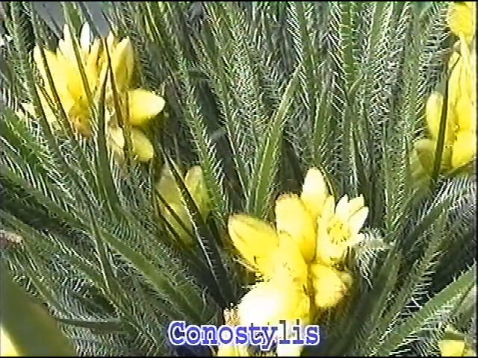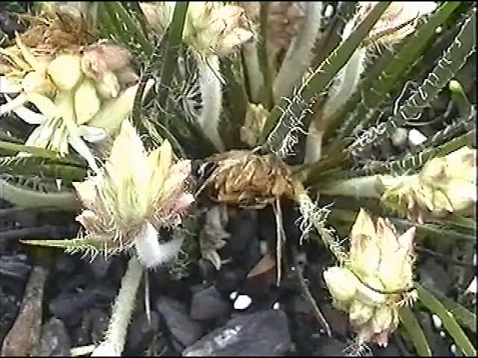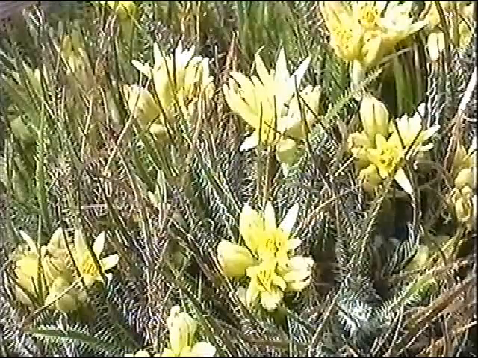Conostylis are small, tuft-forming plants with strap-like leaves. The flower heads of Conostylis are yellow, white or pink and often woolly in appearance. There are over 20 species of Conostylis and a number of named varieties.